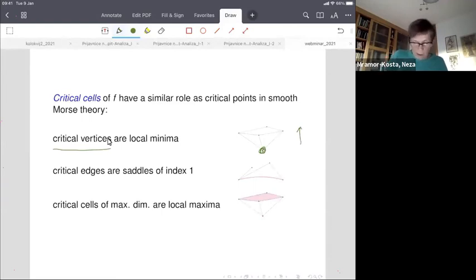A critical edge has the property that the function values go down towards the vertices and up towards the co-faces, the triangles. So it has the same local configuration as a saddle of index 1 in smooth Morse theory. And then if you take a critical cell of maximal dimension, it is going to be a local maximum, because the function values towards all the faces are going to go down. So this will be a local maximum.